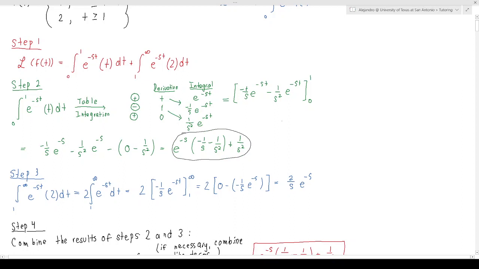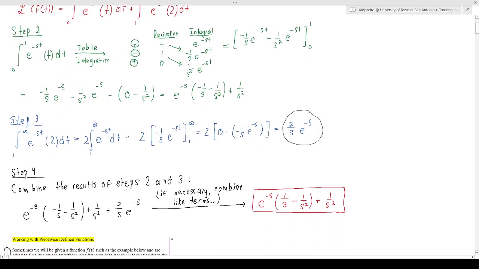Then we end up with this function here. It's important to see that this function is just a function of s. So we went from a function of t to a function of s, which means we're going from the time domain to the s domain. In step 3, we evaluate the other integral. We're going from 1 to infinity, but remember our function is 2. That's a little easier to evaluate because we can just move the 2 in front of the integral and integrate e raised to the negative st with respect to t. After a few steps, we find that we have this function of s again.